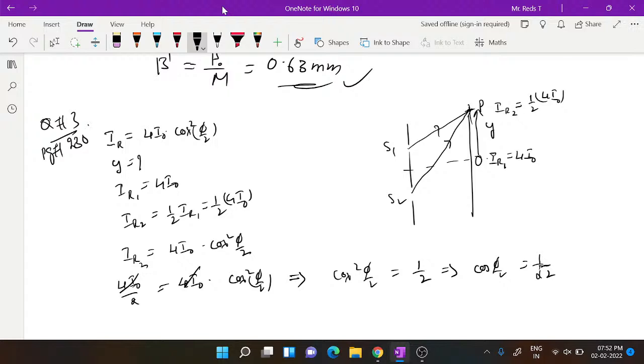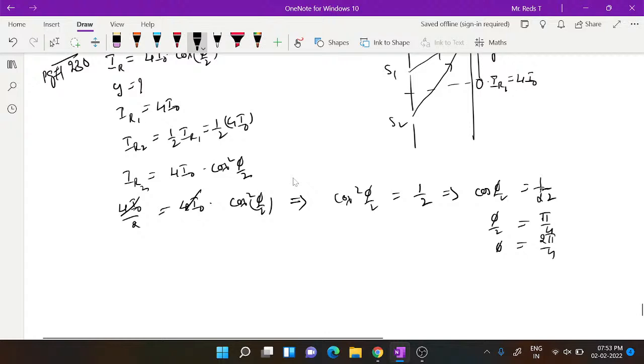For what value of cos do we get 1 by root 2? For 45 degrees. So phi by 2 is equal to 45 degrees, which means pi by 4 radians. From this you can say phi is equal to 2 pi by 4. But what we are asked to find is y. We got phi. Then how can we get y? We have to think about it.